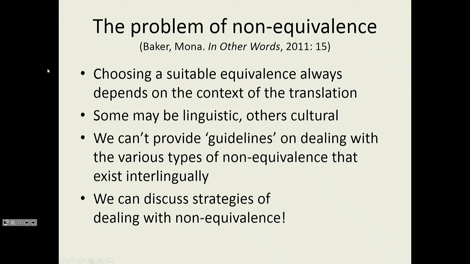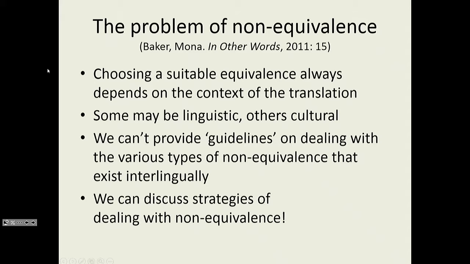And she importantly points out that we, being people who teach translation, can't provide guidelines on dealing with the various types of non-equivalence that exist interlingually. So we can't say this is what you do when this occurs, because as translators you need to be able to decide yourselves on what to do. So there'll never be a right or wrong issued to you in translation. But we can discuss the various strategies of dealing with non-equivalence, which we will do in our workshop when we give you some of the workshop tasks.